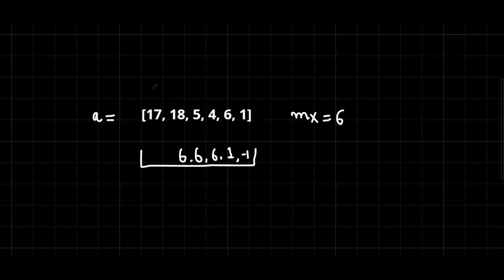Now for the element 17, the maximum value of its right side is 18 because the maximum of 18, 6, 4, 5, and 1 is 18. So we have to put 18 here and our maximum value will also be updated to 18. Now we have completed our iteration and our final resulting array will look like 18, 6, 6, 6, 1, and -1. I hope you understood the algorithm. Now let's move on to the code.